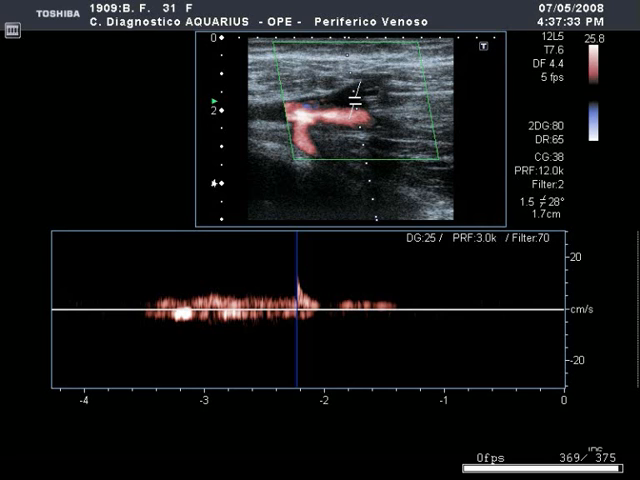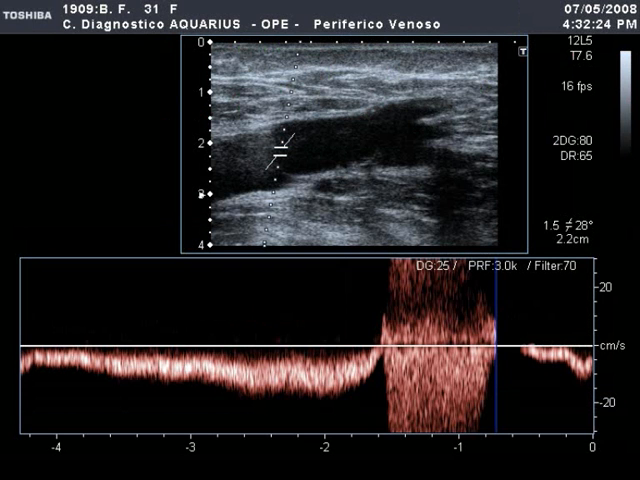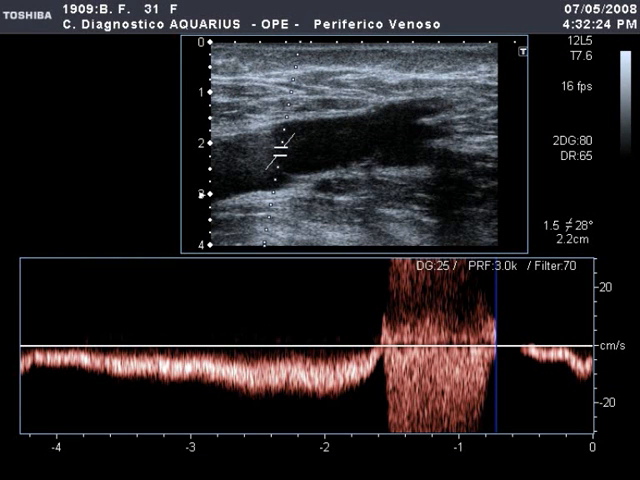The Valsalva manoeuvre showed a GSV terminal valve incompetence. A dilated medial circumflex femoral vein at the level of the saphenofemoral junction was the source of the reflux through the GSV, while the external iliac vein was competent, and a manoeuvre was always negative.